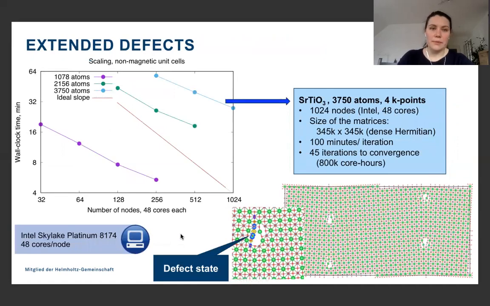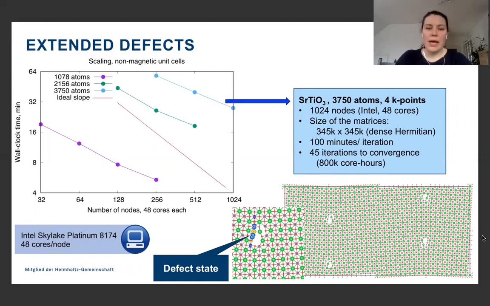And that is this example. Let's start with non-magnetic unit cells. Here on the plot, you again see the scaling, but now it's not a speedup, but it shows you how execution time drops when you increase the number of nodes. There are 3 systems here, all with over 1,000 atoms. And the biggest one is strontium titanate. You can see the unit cell here.